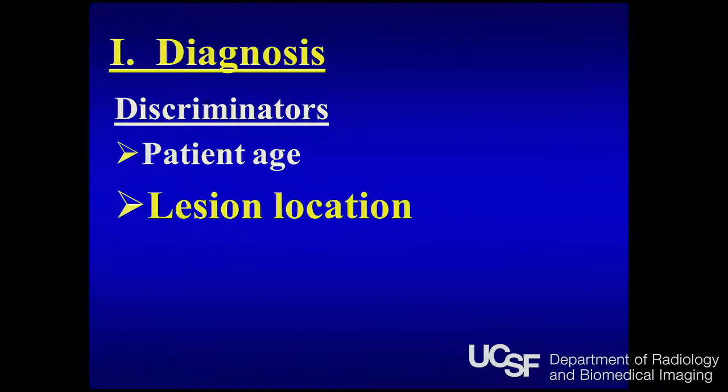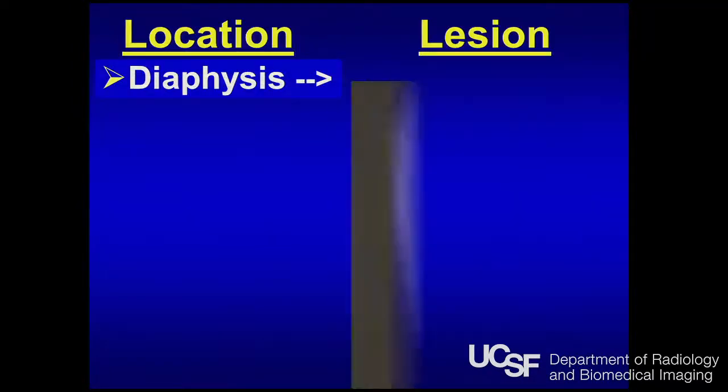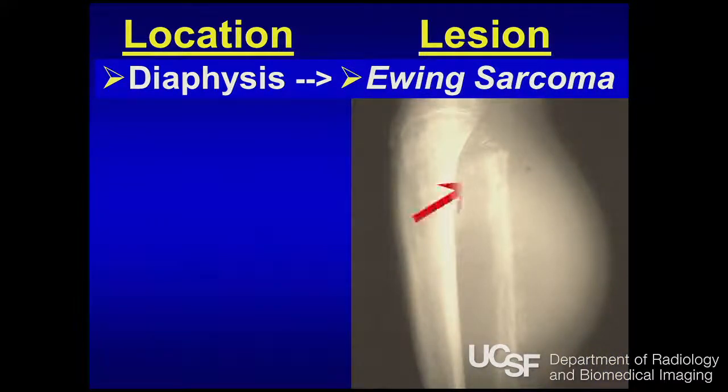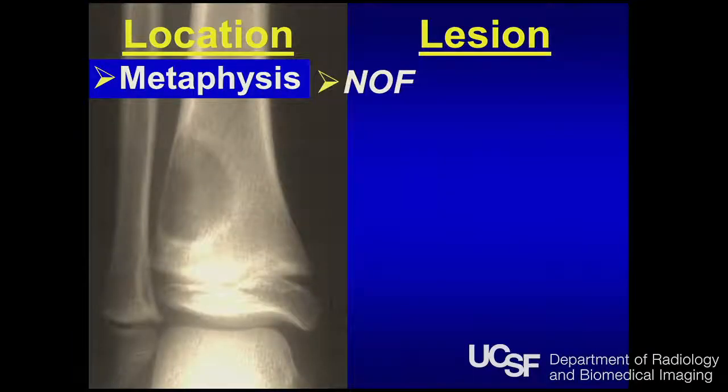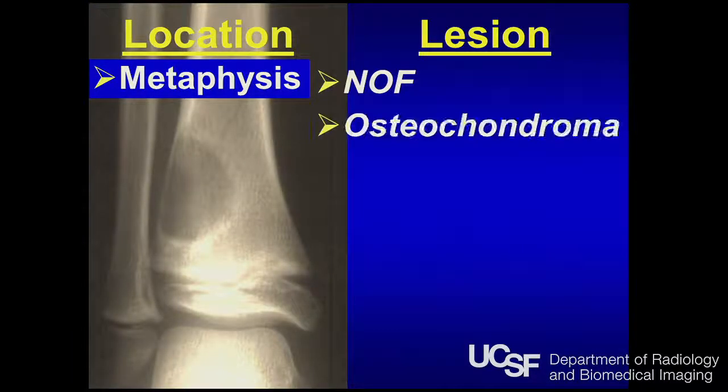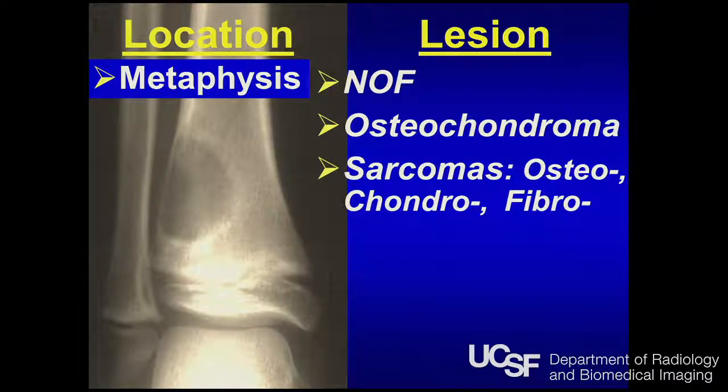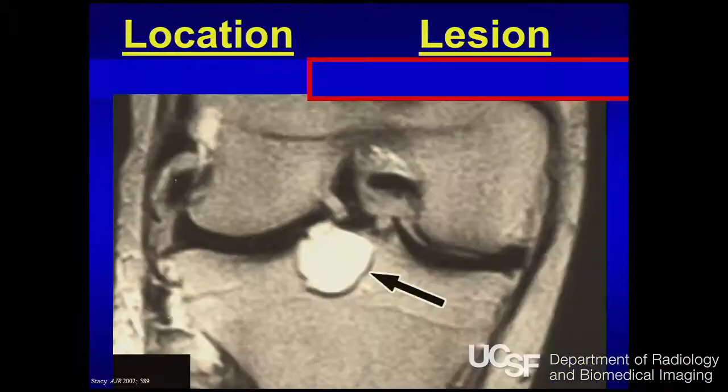What about lesion location? Location, location, location. There are only so many things that affect the diaphysis of a long bone. One of them being Ewing sarcoma. You can see this aggressive bone destruction with adjacent soft tissue mass. In the metaphysis, an active area of bone, there are a lot of different things in the differential that we'll talk about, including non-ossifying fibroma, osteochondroma, and the sarcomas.